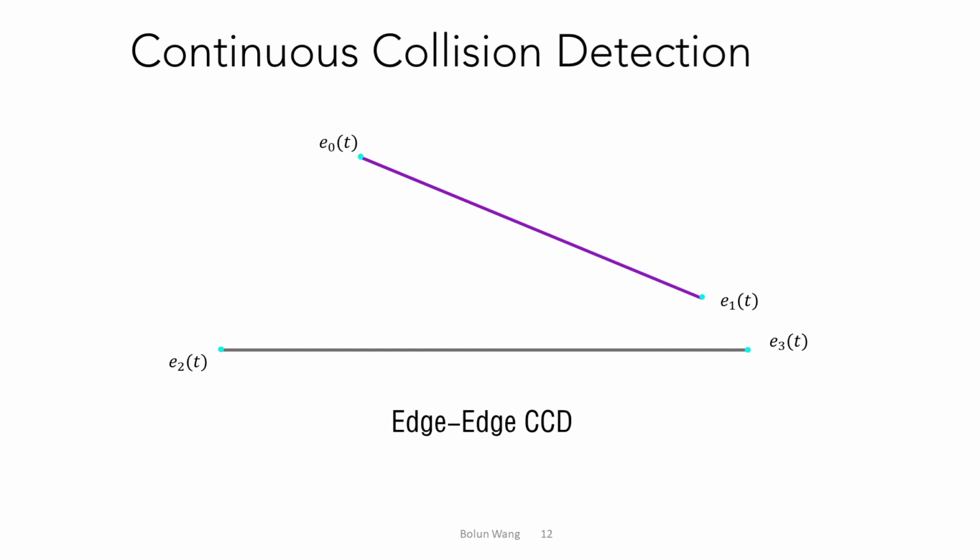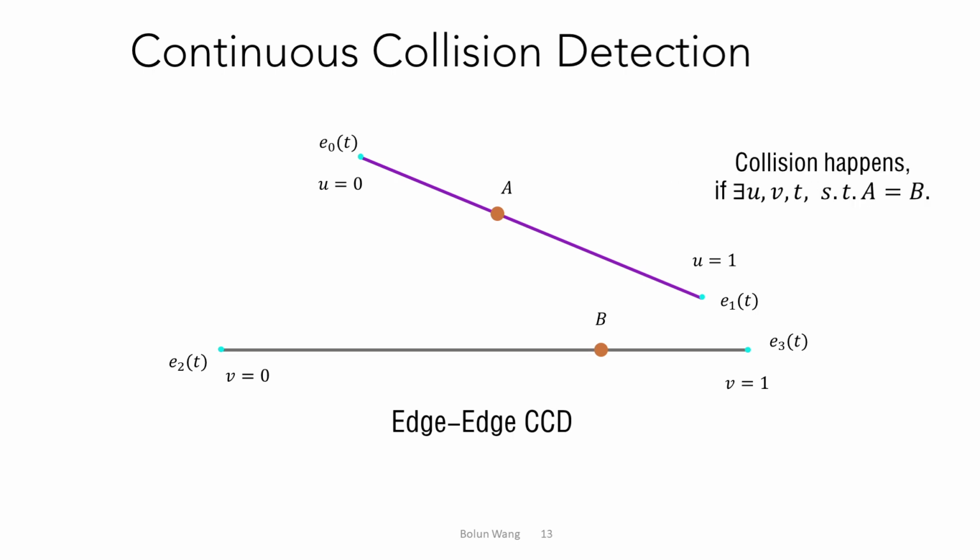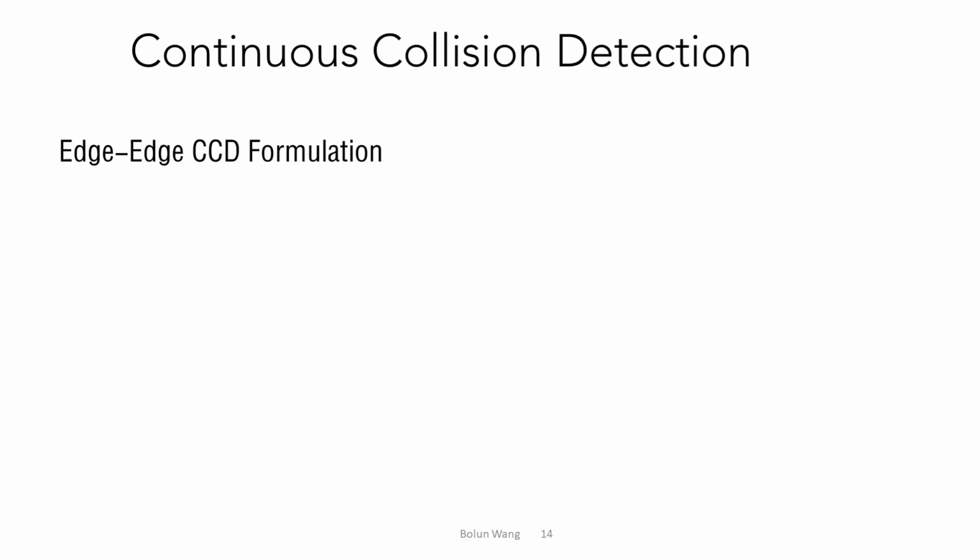Then we parameterize the two edges with u and v. Any point A on the purple edge can be represented by a parametric function with parameter u, which linearly interpolates E0(t) and E1(t). Similarly, we can represent a point B on the gray edge using a function with parameter v. It's clear to see that if there exist u, v, t which satisfy that A equals B, then collision happens.